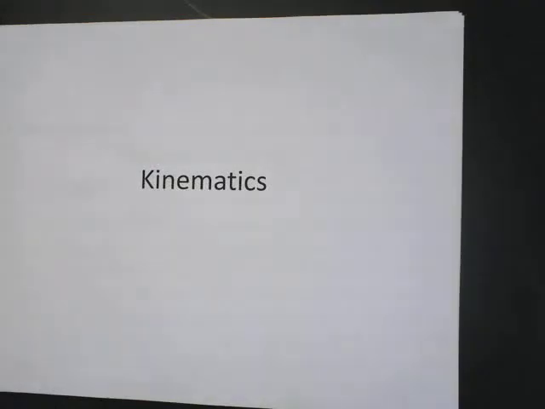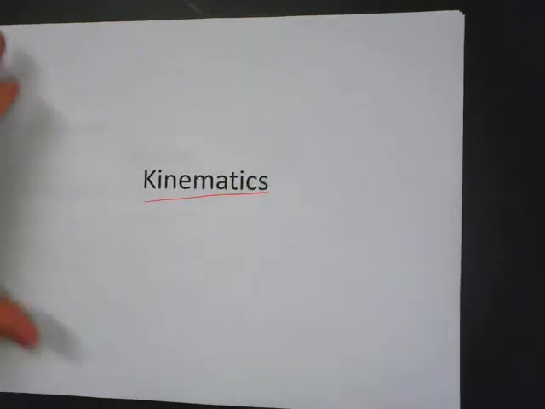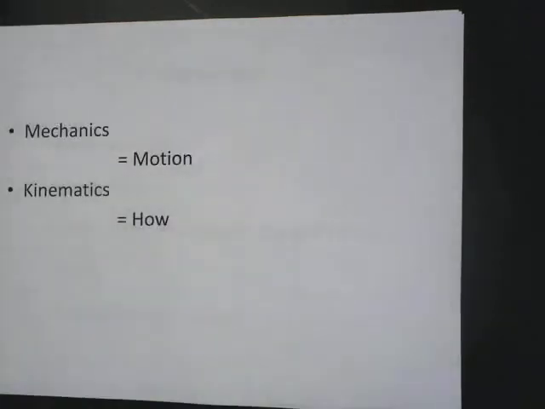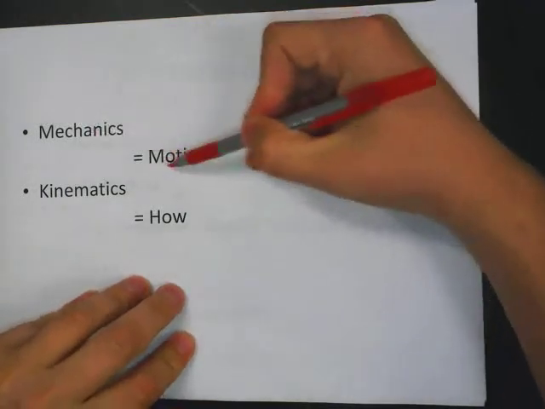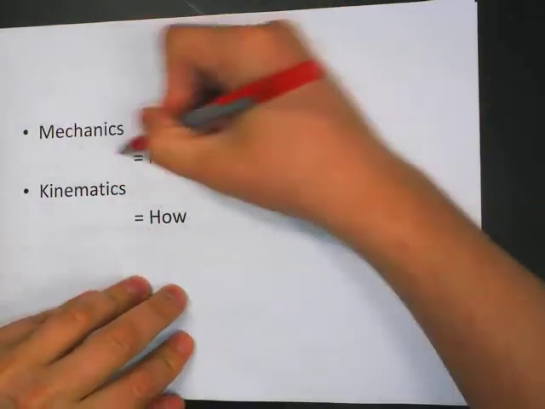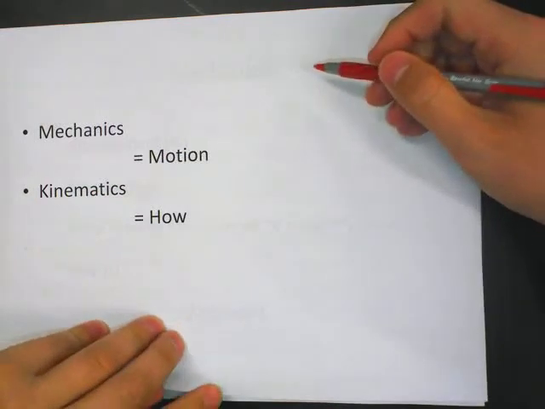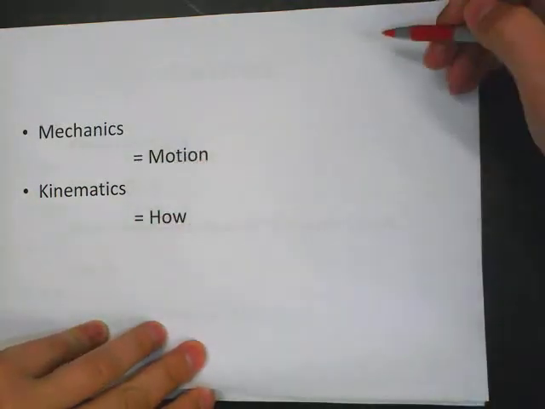Okay, so today we're going to be talking about kinematics. Kinematics literally is how things move. Right? We've got mechanics, which is motion, and kinematics is the how things move. So we're not going to be describing why things move. We'll get into why later, but it's the how things move that kinematics is.